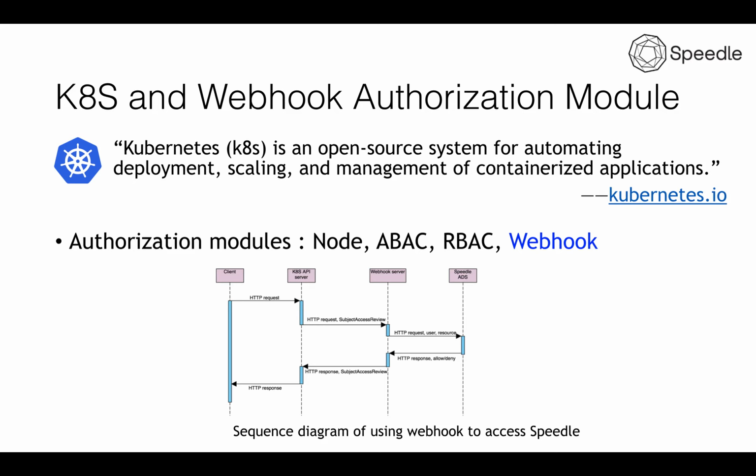And this is the diagram of how a client access is checked with our webhook server. When the Kubernetes API server gets a request from a client in webhook mode, it posts a request to our webhook server, and the webhook server decodes the request info, then sends an evaluation check request to Speedle. When it gets the result from Speedle, it composes a response with that result and sends it back to the API server. Regarding that result, the API server can respond to the client differently.